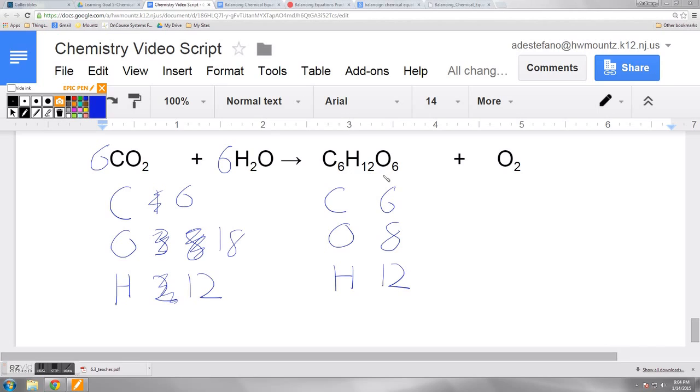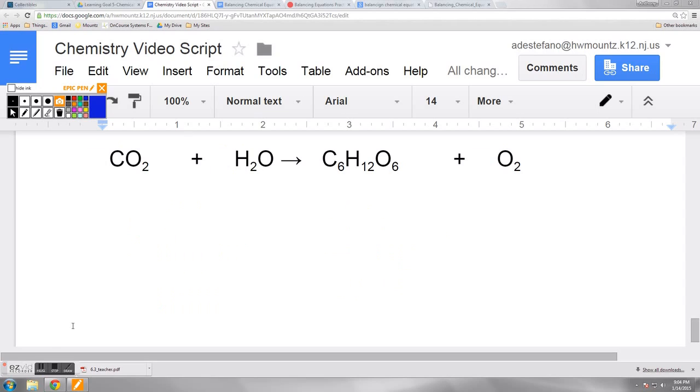So, looking at our numbers, the easiest one would probably be to balance the O2. Why do I go to the O2? Because it's by itself. It should be the easiest one to manipulate. So by just simply putting a 6 coefficient in front of the O2, we can change to 18 oxygens, matching up 6, 18, and 12. And we don't reduce because there's no 6 in front of the C6H12O6 compound.